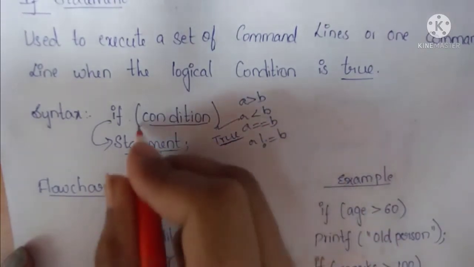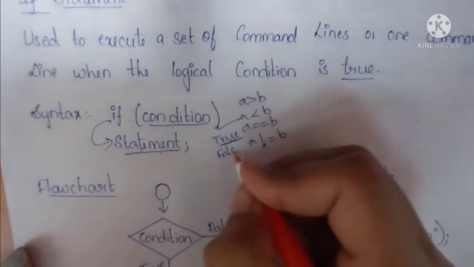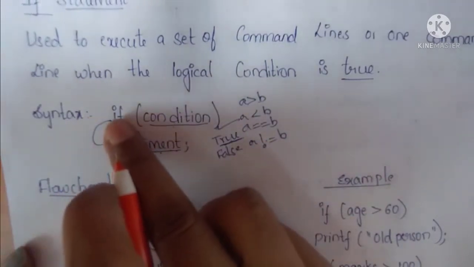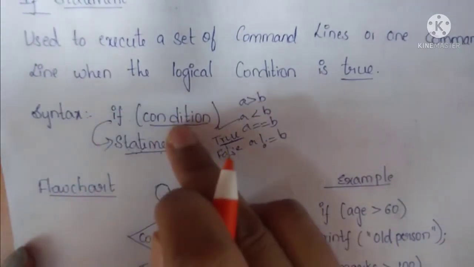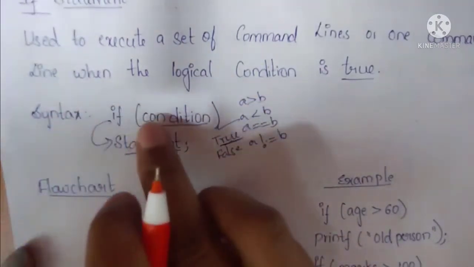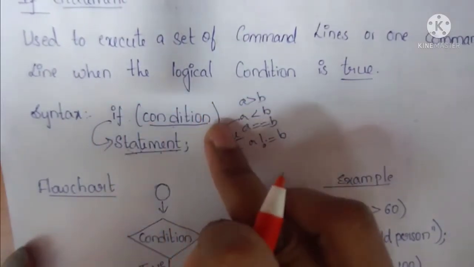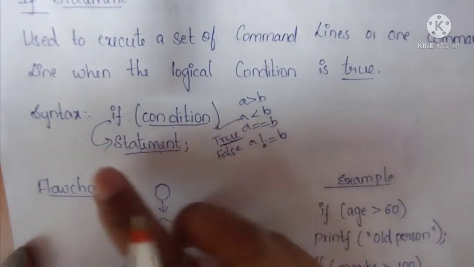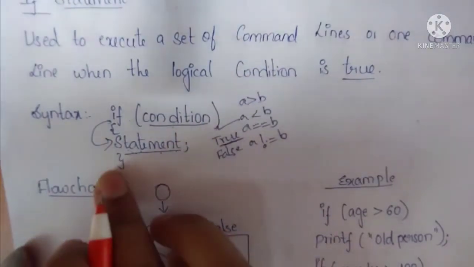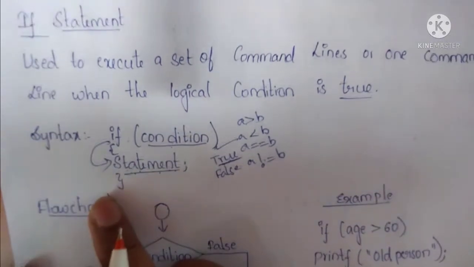When it is true, it will execute the statement, or else, if the condition is false, it will terminate from this condition. Okay, this is the syntax of the if statement: if, condition in the normal braces, statement, semicolon. You can use an opening flower brace and closing flower brace also here. Okay, this is the syntax of the if statement.